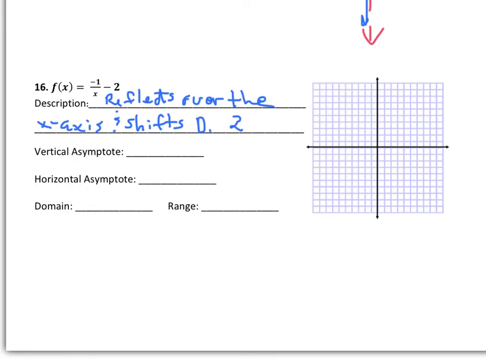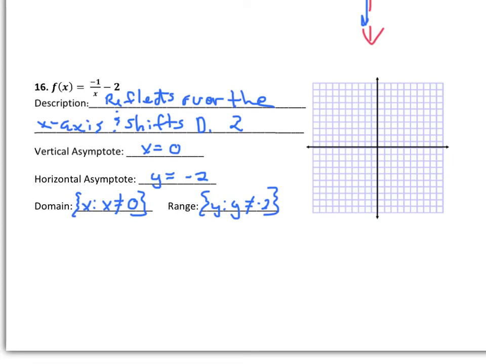Okay, now vertical asymptote. Well, I don't see anything there, so it's just going to be x equals 0 because we don't see anything there. And when I say don't see anything, you see how I don't see anything with that x, so that h value is just a 0. And for your horizontal asymptote, it's going to be y equals negative 2. For the domain, x such that x is not equal to 0. And for the range, y such that y is not equal to negative 2.